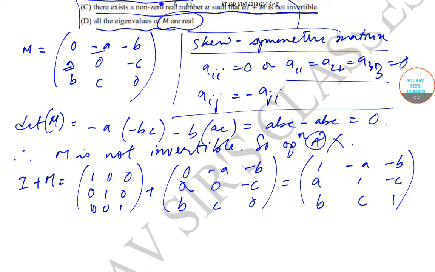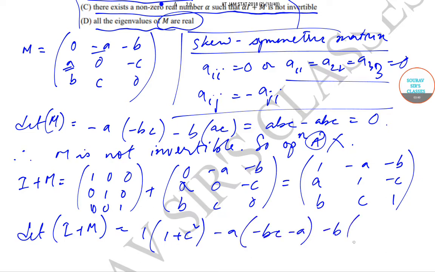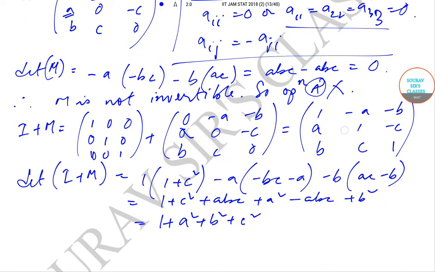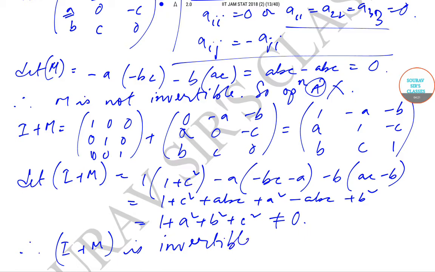Now determinant of I plus M will be given by 1 into 1 plus C square, minus A into minus BC minus A, minus B into AC minus B. So this will give us 1 plus C square plus ABC plus A square minus ABC plus B square. So this will give us 1 plus A square plus B square plus C square. Now we know that A, B, C are not equal to 0, so this is not equal to 0. So basically I plus M is invertible. So option B is correct.